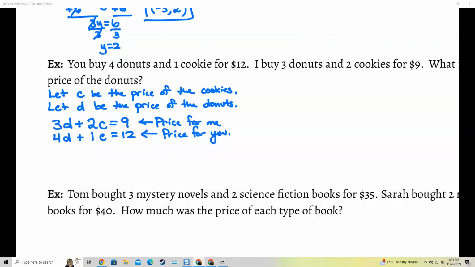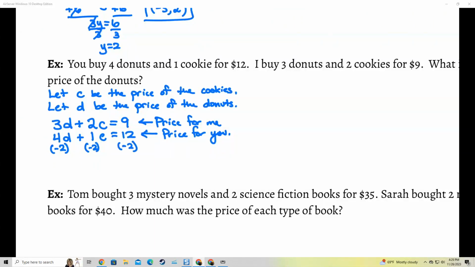Now that I have them, I'm just going to go ahead and set them up. Notice that they're already lined up really nice. So I'm going to go ahead and start using elimination method. In order for this to work, though, I'm going to need to multiply the bottom by -2. That way my C's will cancel out. So I'm going to multiply by -2.